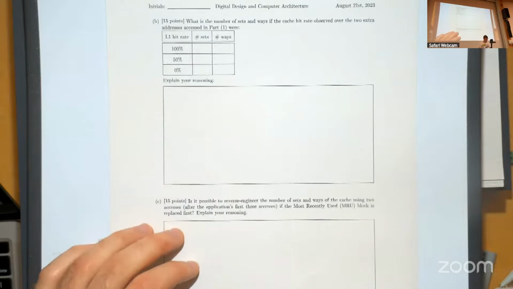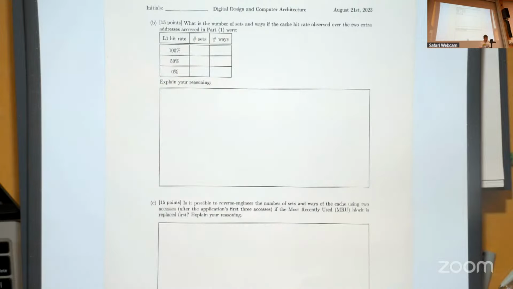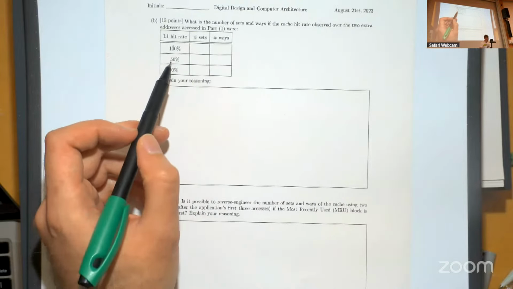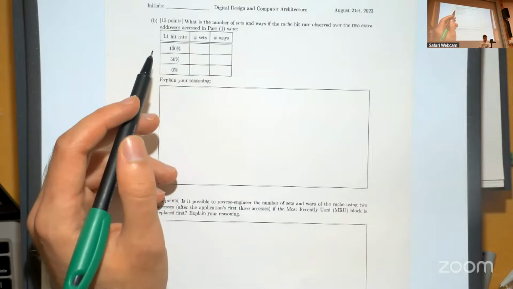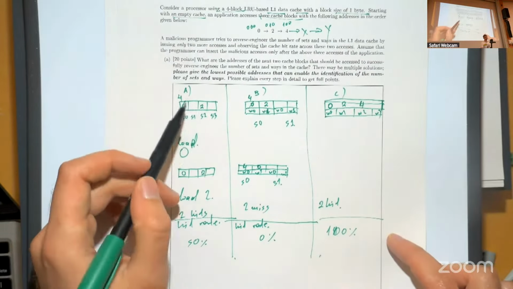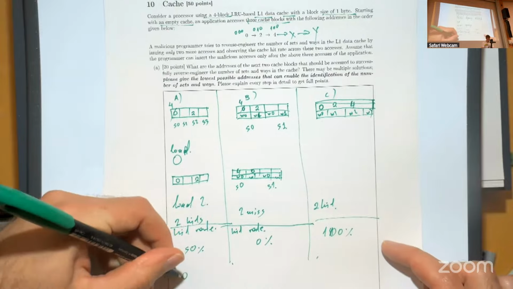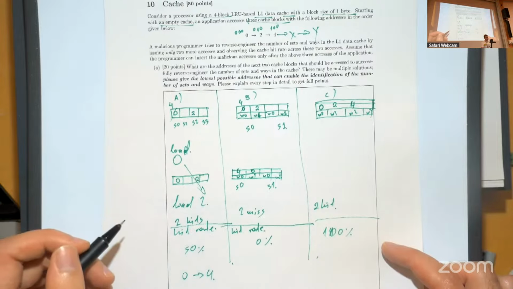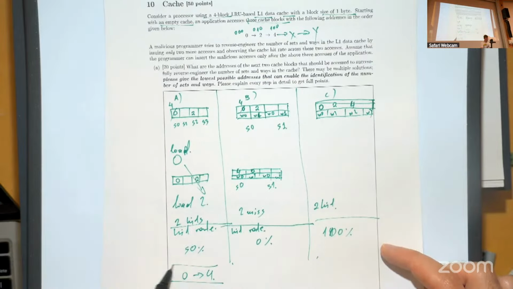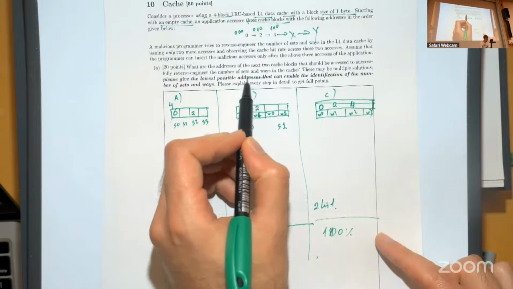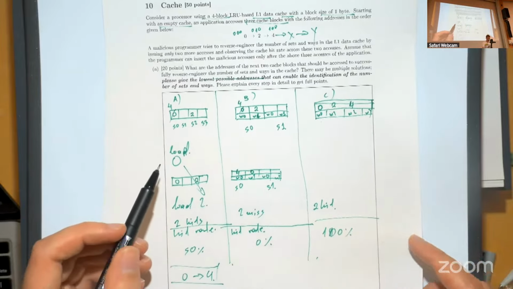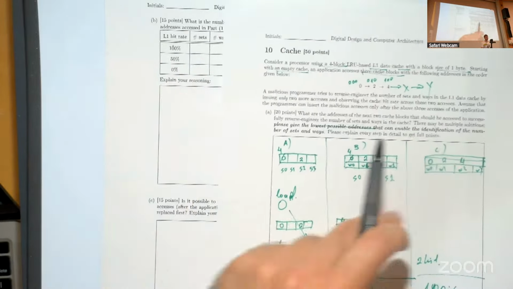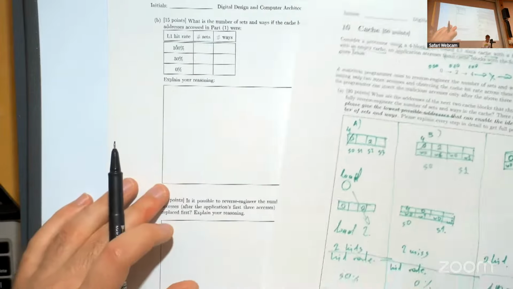Moving on to B, what is the number of sets and ways if the cache hit rate observed over the 2 extra addresses in part 1 were 100%, 50%, and 0%? So here, I have to say, there is an alternative solution that uses 0 and 4 instead of 0 and 2. But this is not the optimal solution because we were looking for the lowest possible address that you can use. That's why you have to fill in your results based on what you did in the first step. That's why we ask this.